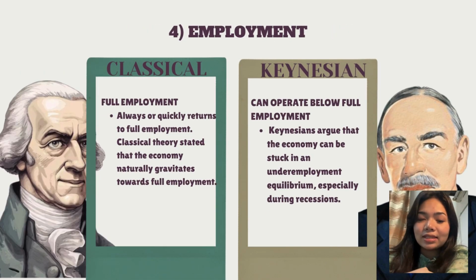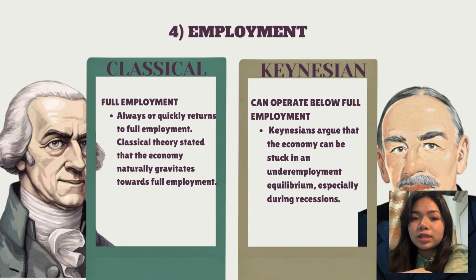The next aspect is employment. Classical economic theory posits that the economy naturally gravitates towards full employment due to self-regulating market forces. According to this view, any deviations from full employment are temporary. Market mechanisms such as flexible wages and prices automatically adjust to restore equilibrium. For instance, if unemployment rises, wages will fall, making it cheaper for businesses to hire more workers, thereby increasing employment levels.